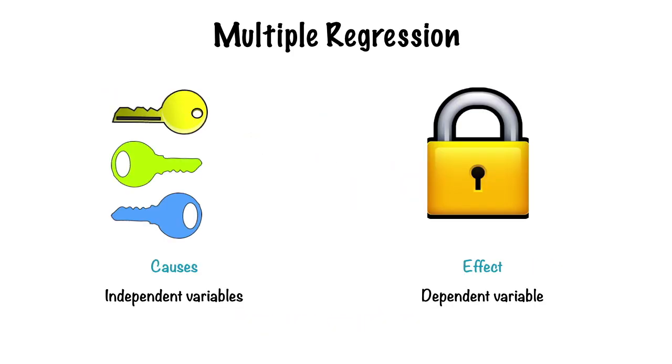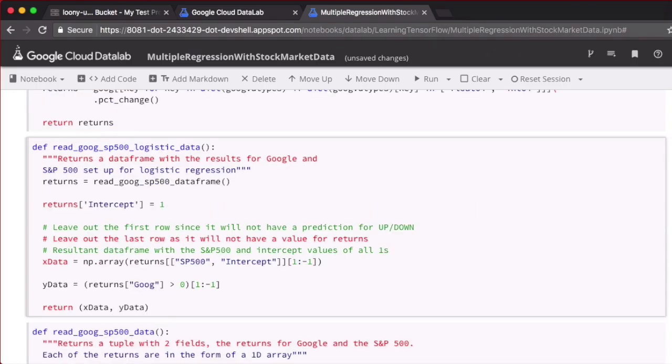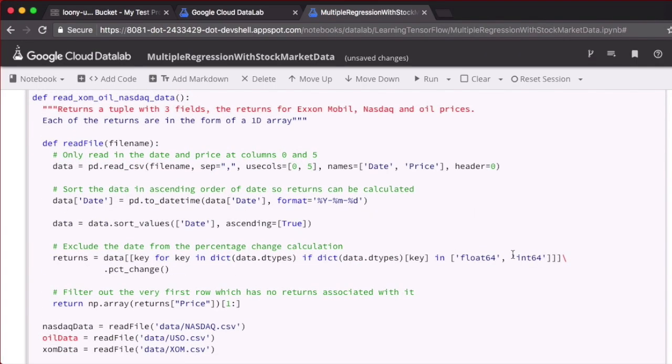But it is often the case that an effect depends not just on one cause but on multiple causes. Your independent variables can be more than one, and the effect is one dependent variable. Modeling this is a multiple regression problem. For example, the returns of ExxonMobil depend not only on the Nasdaq share index but also on how oil prices change. Many causes, one effect. You'll find that the steps for multiple regression are very similar to those that we followed for linear regression. You should be able to find exact comparisons.